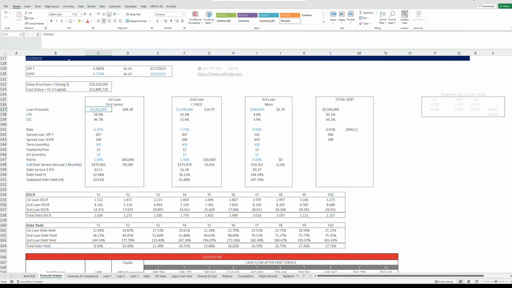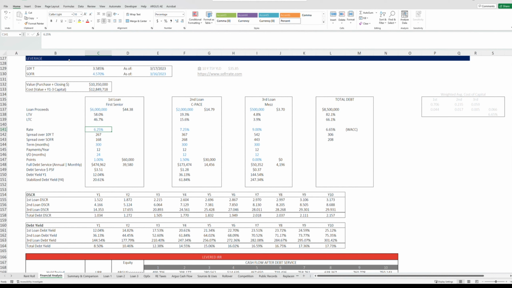But anyway, so I input that. It automatically calculates the price per square footage because I have my square footage somewhere up above. It also calculates the loan to cost. Remember, this is going to be $6 million divided by 12.8 million because that's my cost. So that's a little bit lower, 46.7. Then my rate, just guessing at my rate right now, but it's about 6.25.